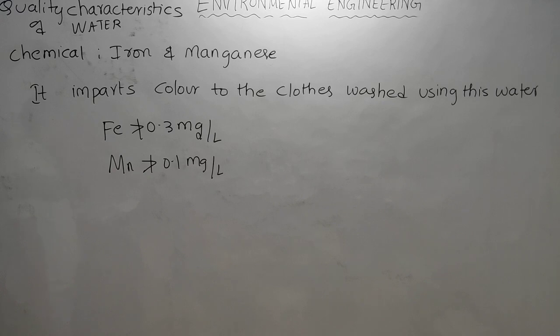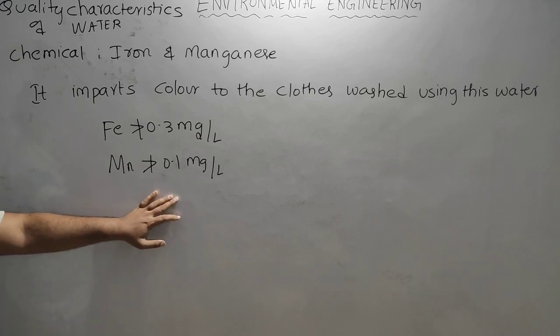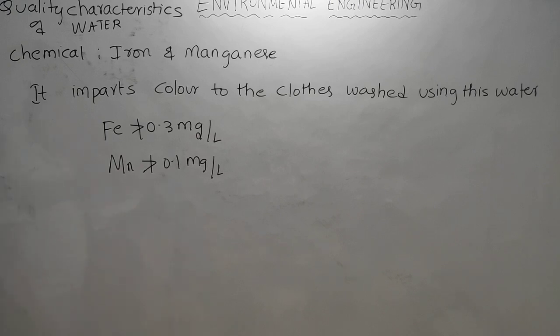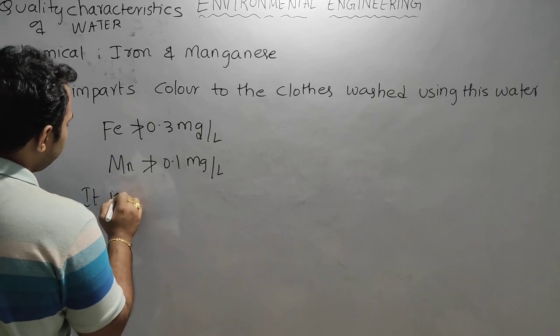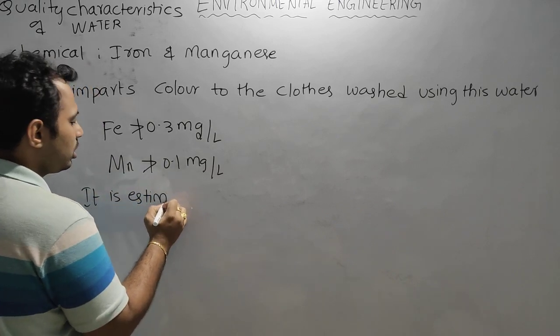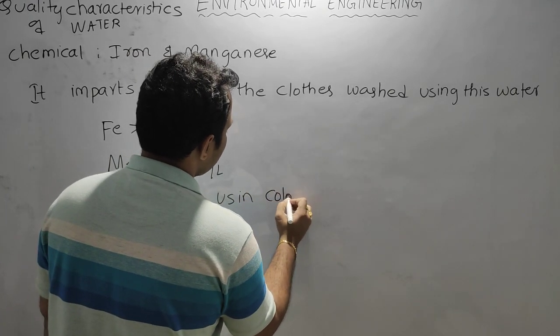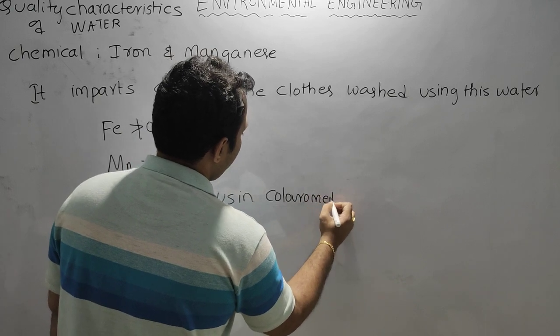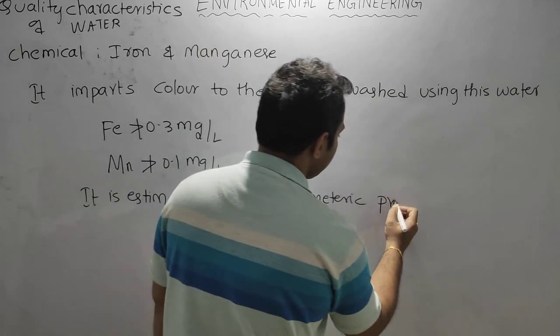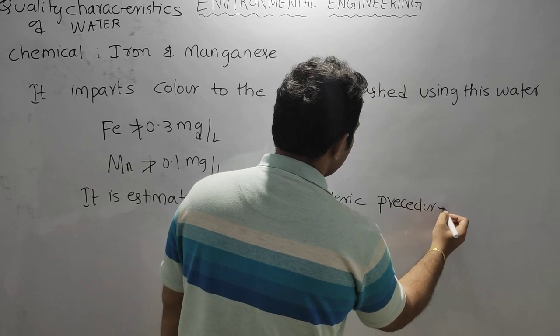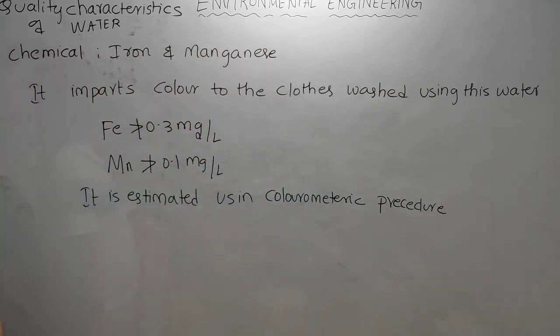So these are the latest limits. 0.1 is the latest limit. Earlier the limit was 0.05, but now the limit is 0.1 mg per liter, and it is also estimated using the colorimetric procedure. Okay, so this is about iron and manganese.